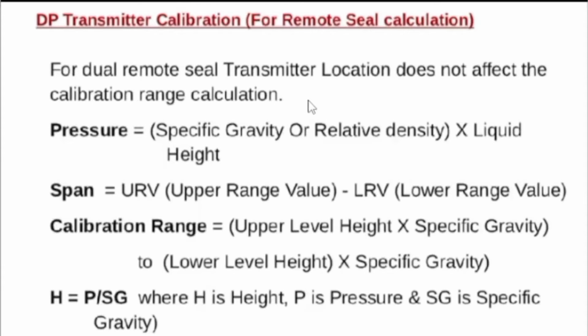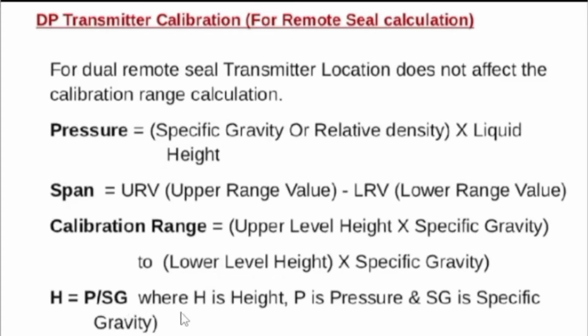Already we said, and also we know pressure is equal to specific gravity times liquid height. Also, specific gravity is considered relative density. Here, span is equal to URV minus LRV. URV means upper range value, LRV means lower range value. And calibration range will be upper level height times specific gravity to lower level height times specific gravity.